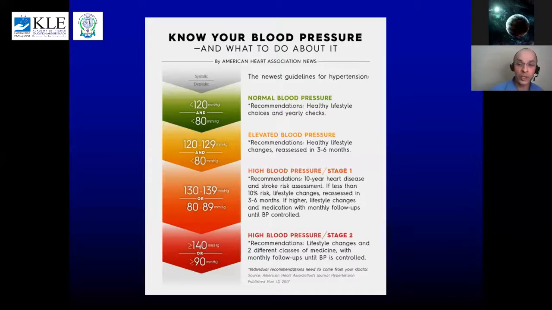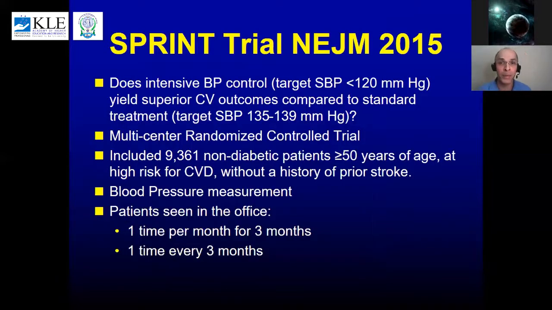The guidelines changed because of a very important landmark paper published in the New England Journal of Medicine called the SPRINT trial. SPRINT stands for Systolic Pressure Intervention Trial. It asked a very simple question. We always treated patients with medications if their systolic pressure was greater than 140, and we treated them to keep their systolic pressures under 140. That's how we've always done it.